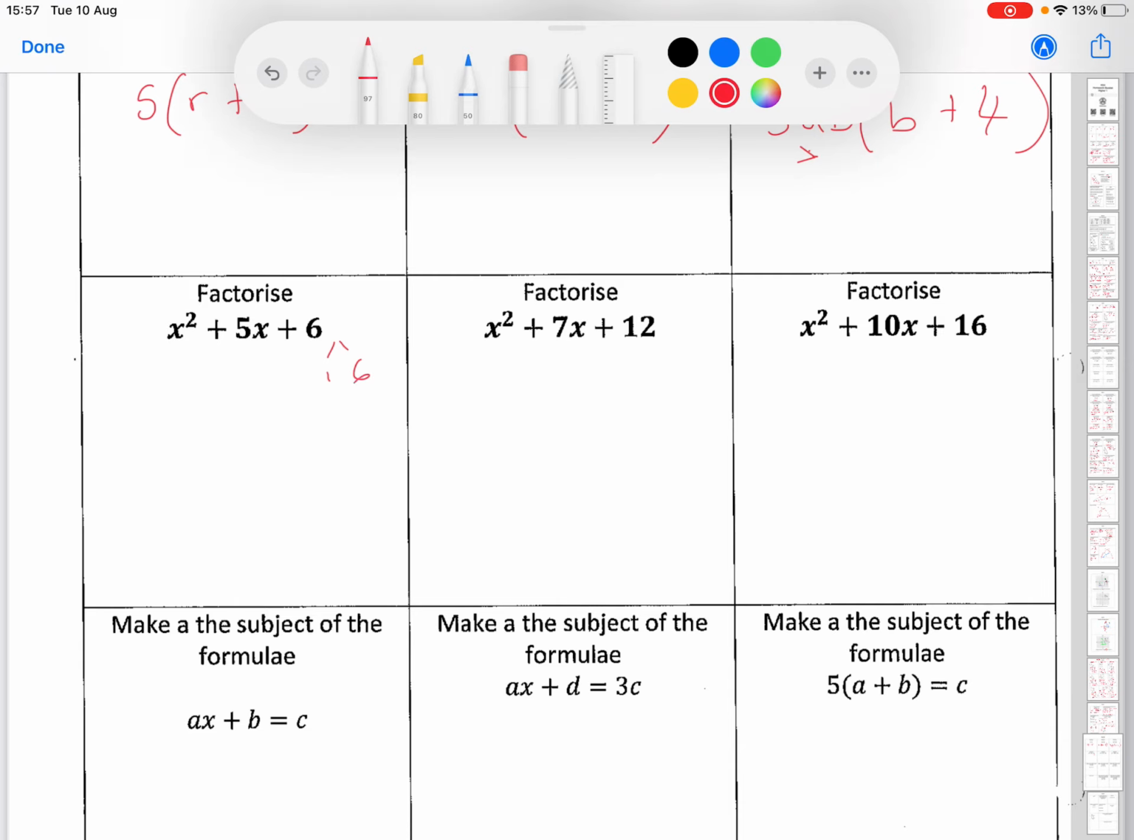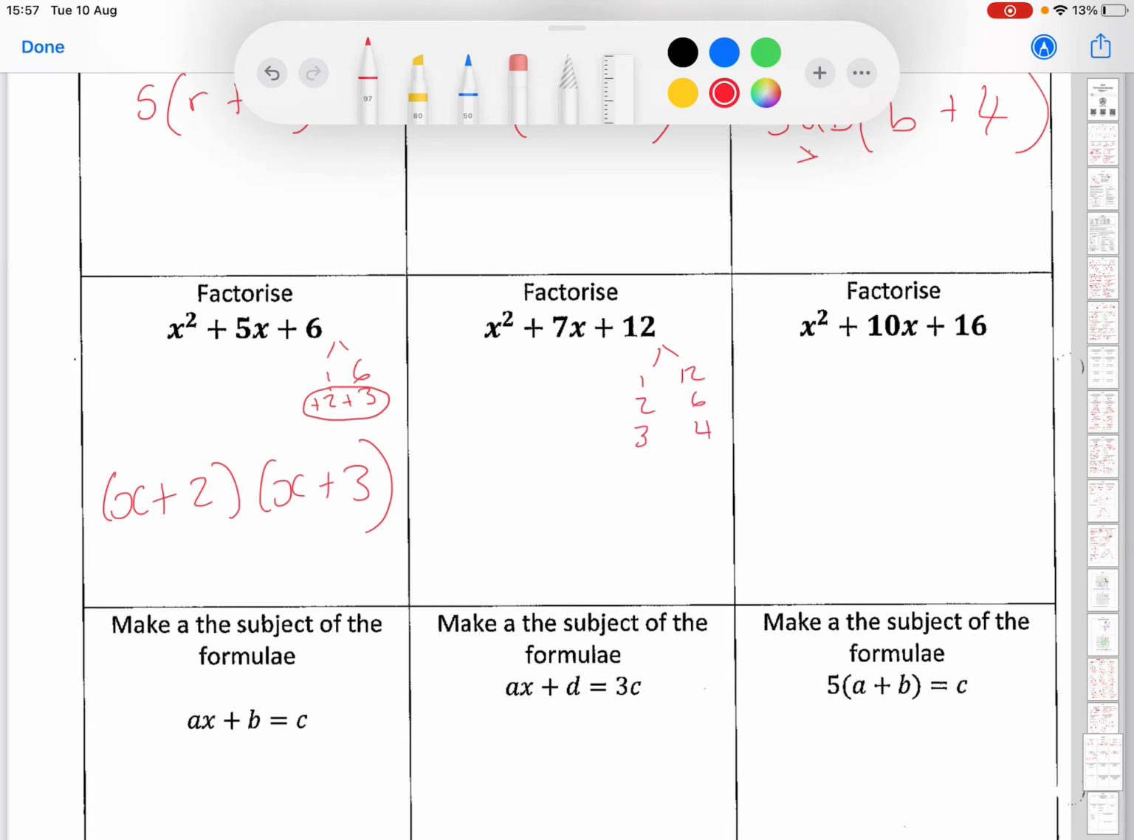Right, factorising these. So this one, luckily these are quite easy because they're all positives. We've got factors of 6, so it's 1 and 6, and 2 and 3. Now we need to make 5. You can't use 1 and 6 because to make 5 you would need to do 6 take away 1, and the answer doesn't give us positive 6, it would give us minus 6. So we have to use 2 and 3 for this one. So we need both of them to be positive, so it would be x plus 2 and x plus 3.